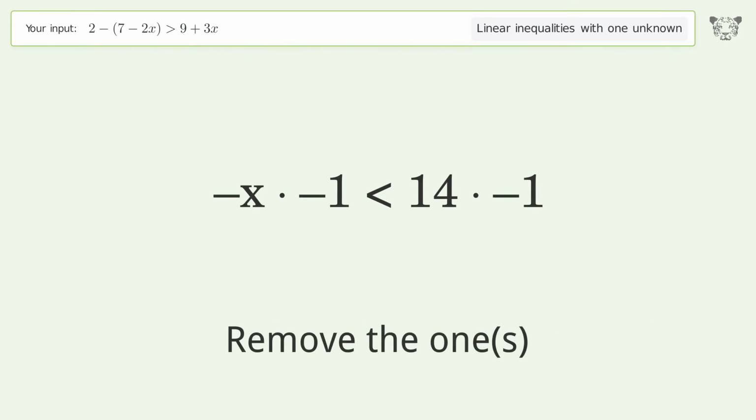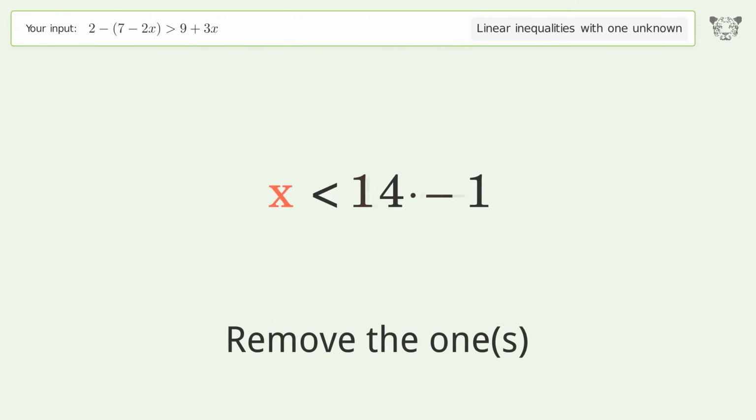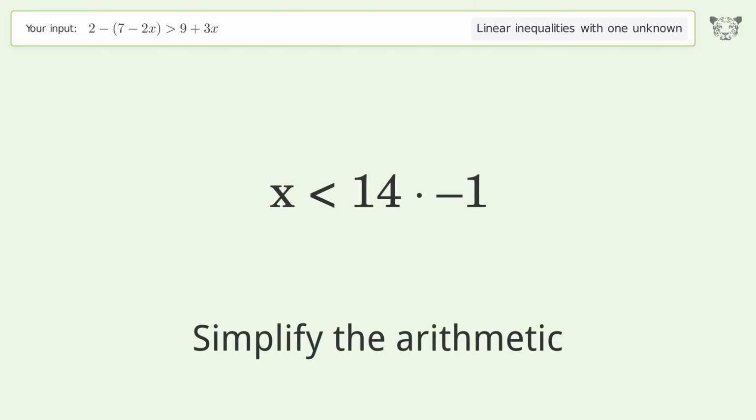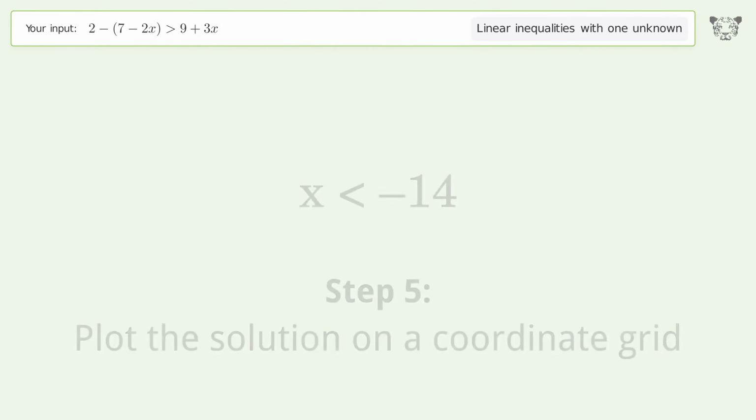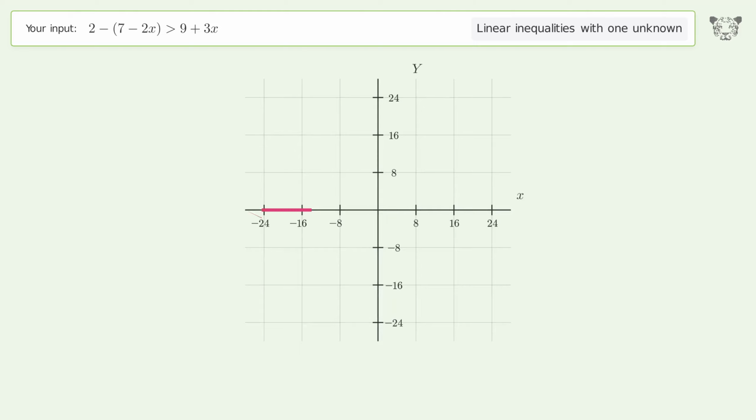Remove the ones. Simplify the arithmetic. Plot the solution on a coordinate grid. And so the final result is x smaller than -14.